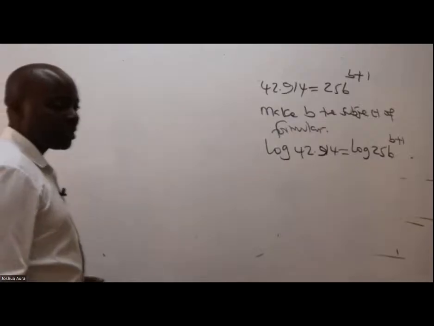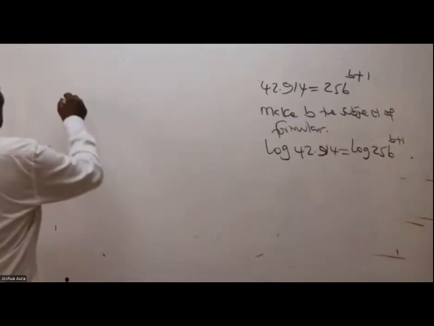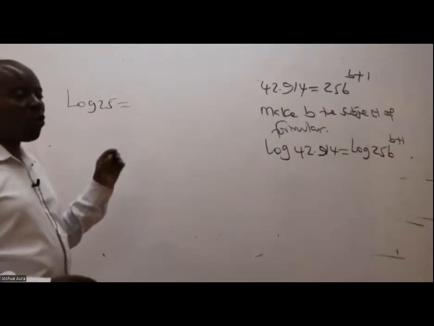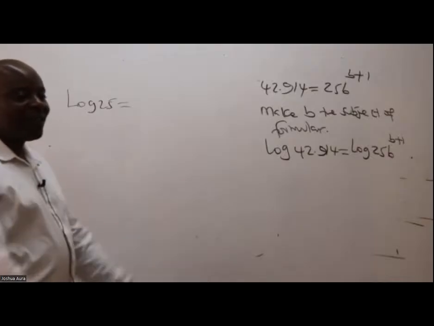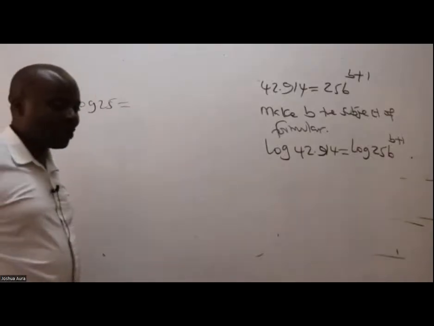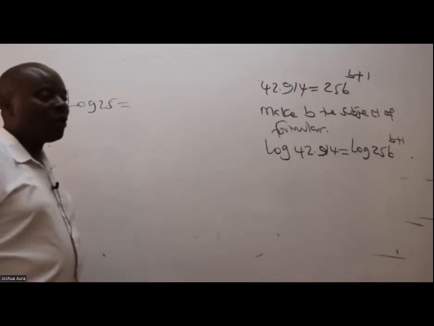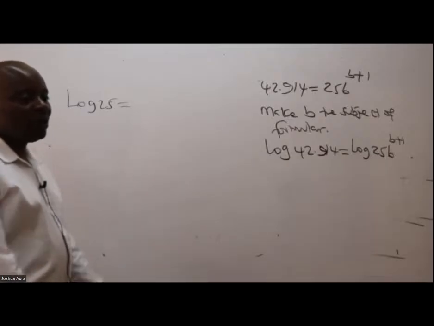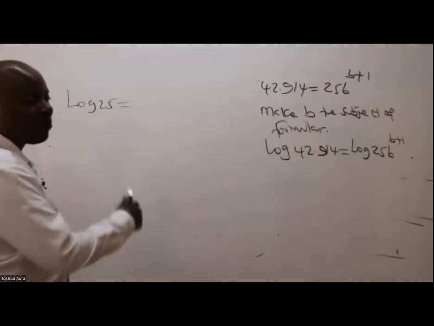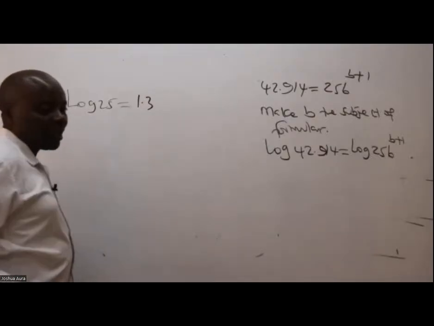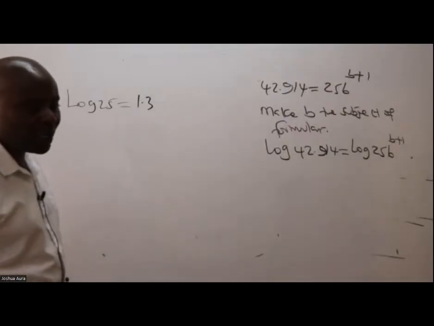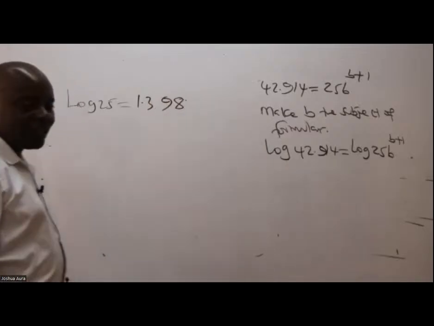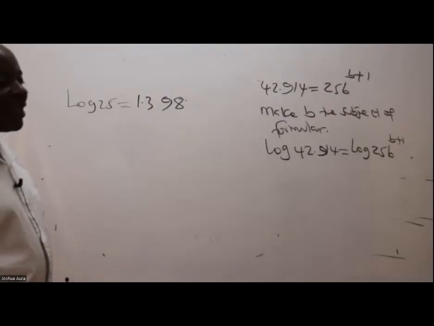Ladies and gentlemen, listen here. If, for example, you have logarithm 25, could you kindly press that on your calculators? Log 25 equals who? Everybody should be able to give me this answer. Atieno gives me 1.3... so it is 1.398, like that. Yes, thank you so much.